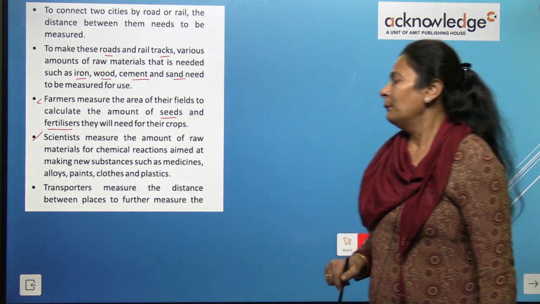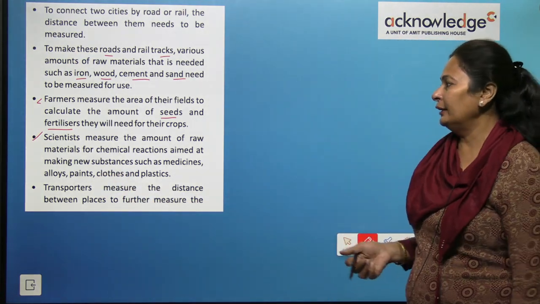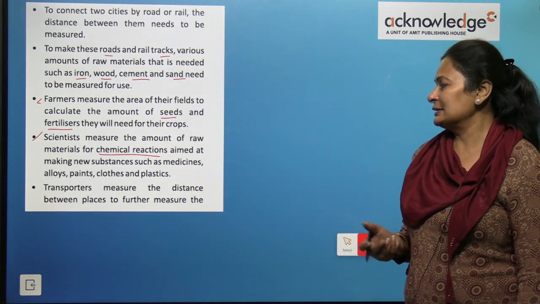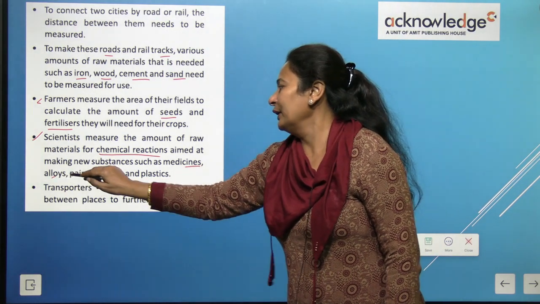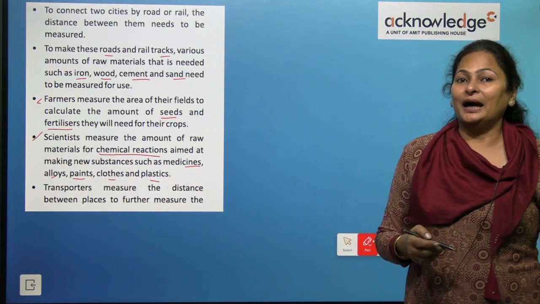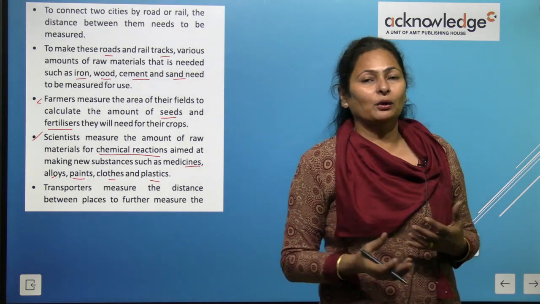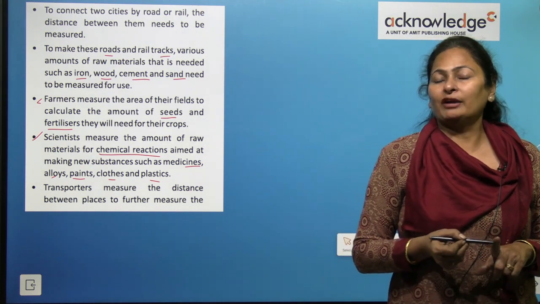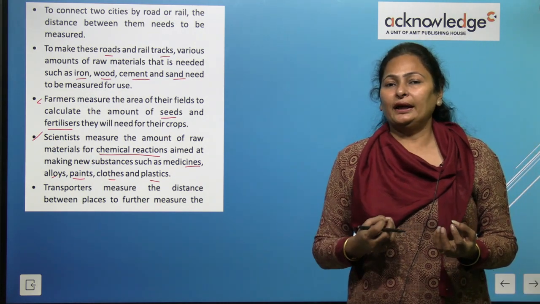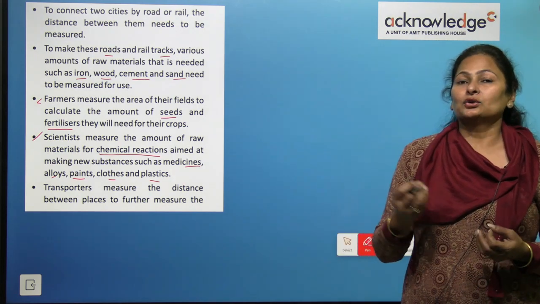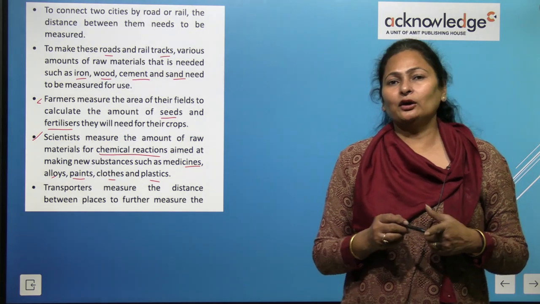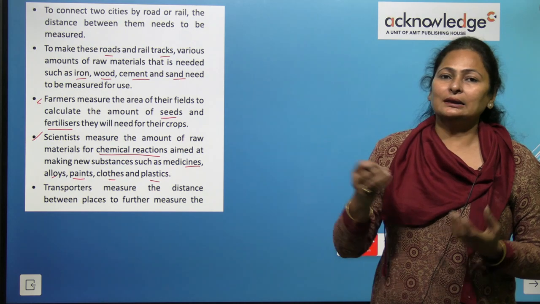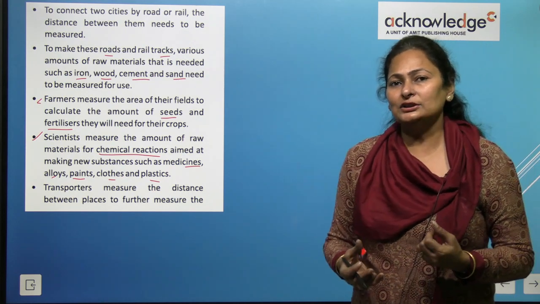So scientists measure the amount of raw material for chemical reactions aimed at making new substances such as medicines, alloys, paints, clothes, and plastics. If you are sick, we go to the doctor, who prescribes us medicines, right? It has some substances or a mixture of chemicals in it, which we take in and it reacts, right? So if they are not measuring it, it cannot be done with any quantity you take, and you make medicine and you are consuming it.